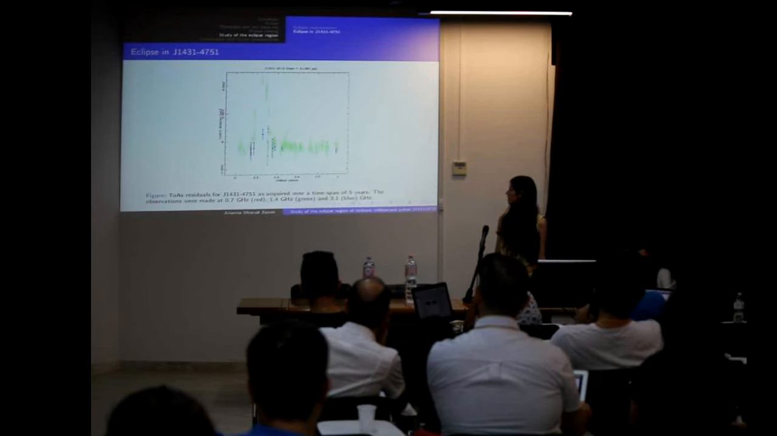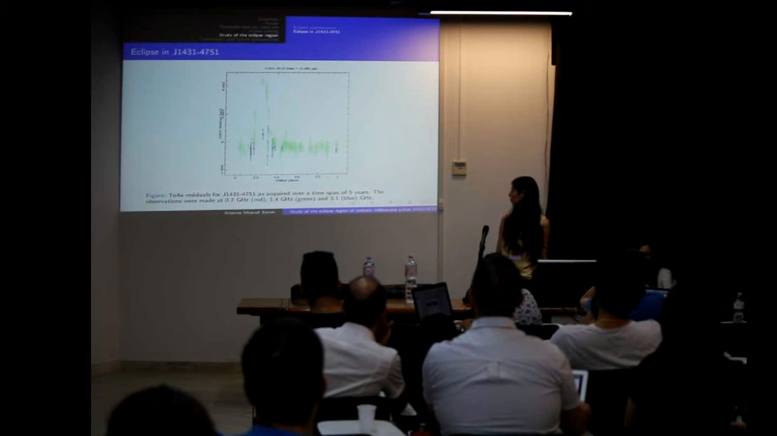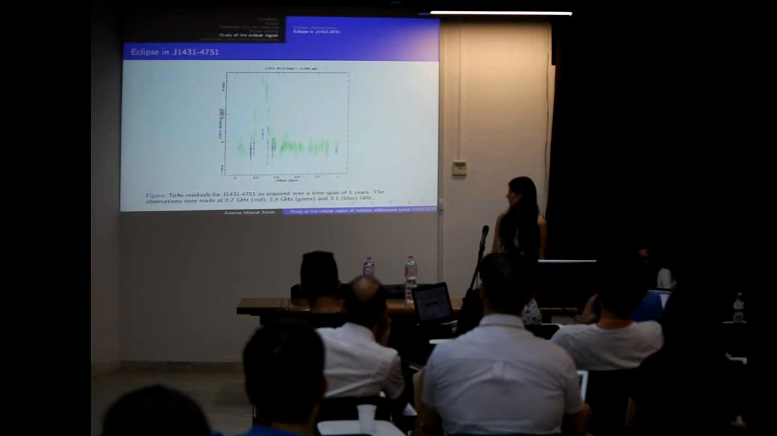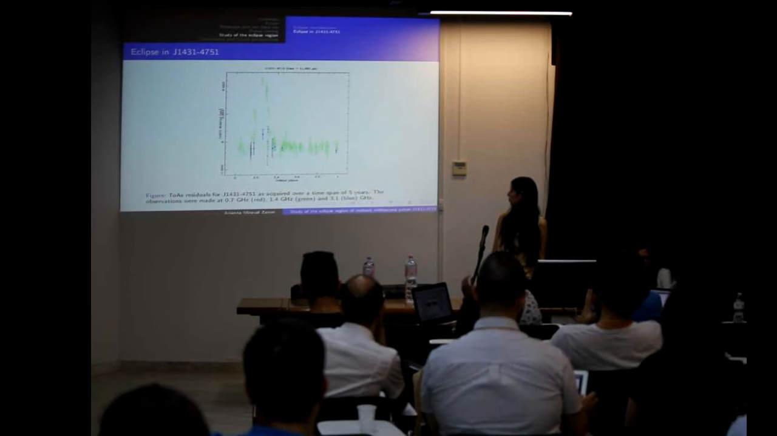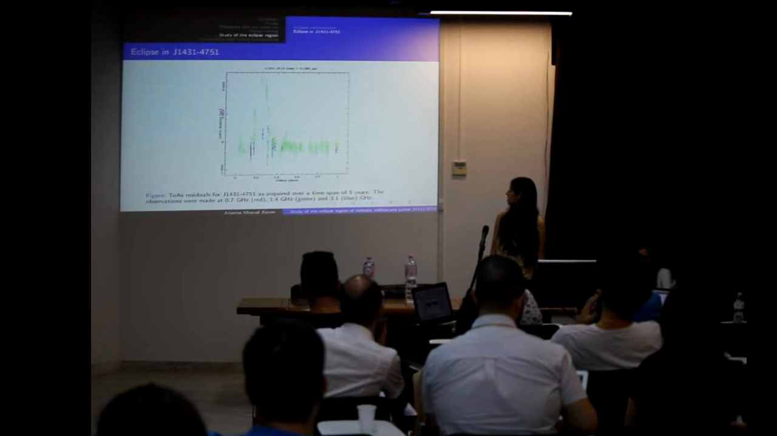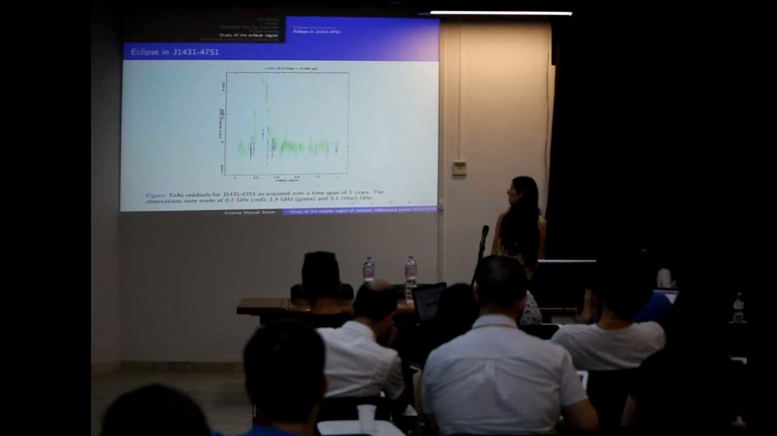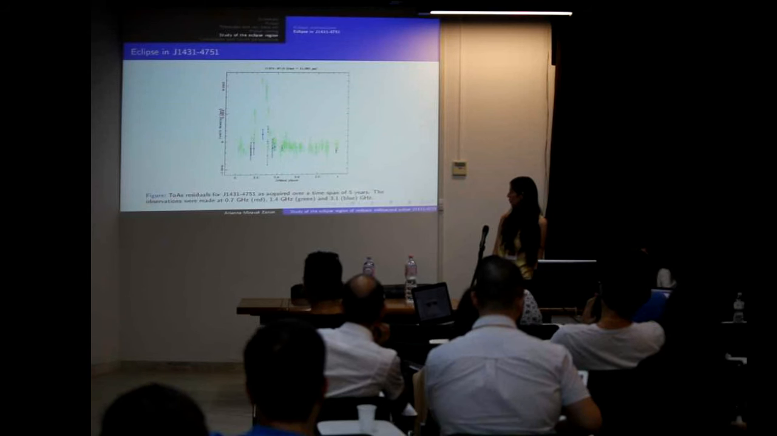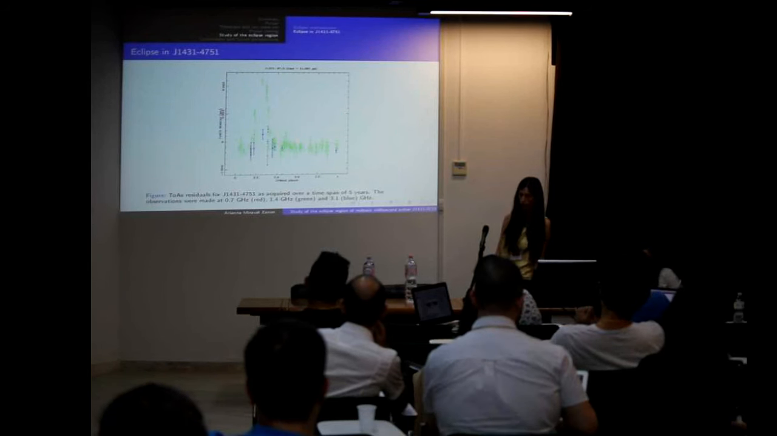So here we can see the timing residual for all the data acquired over a time span of 5 years at 3 different frequencies. In particular, in green we have 1.4 gigahertz, in red 0.7, and in blue 3.1 gigahertz observation. In orbital phase versus post-fit residual, in the orbit between 0.1 to 0.4, we notice a delay in the pulse signal, but not a disappearing of the radio signal.